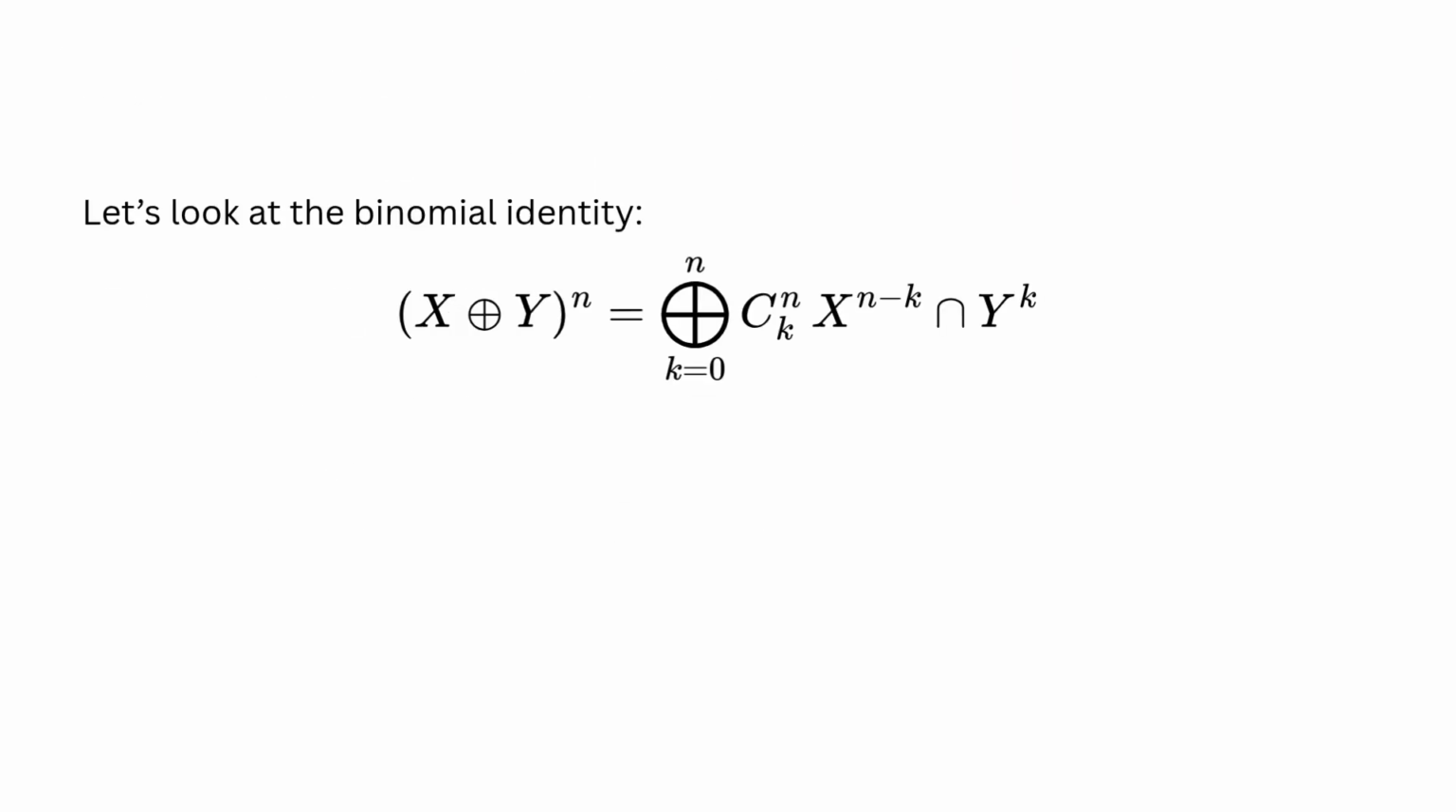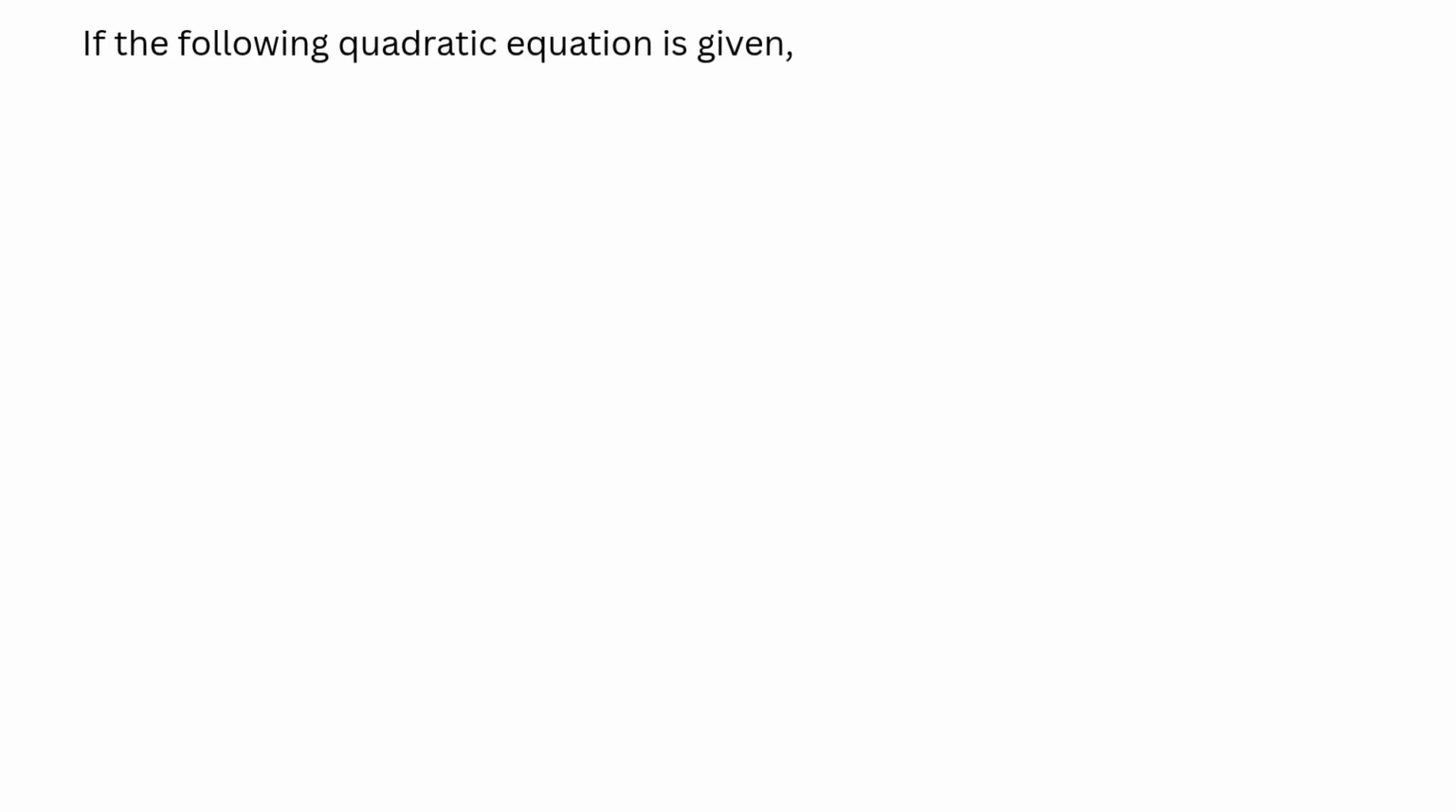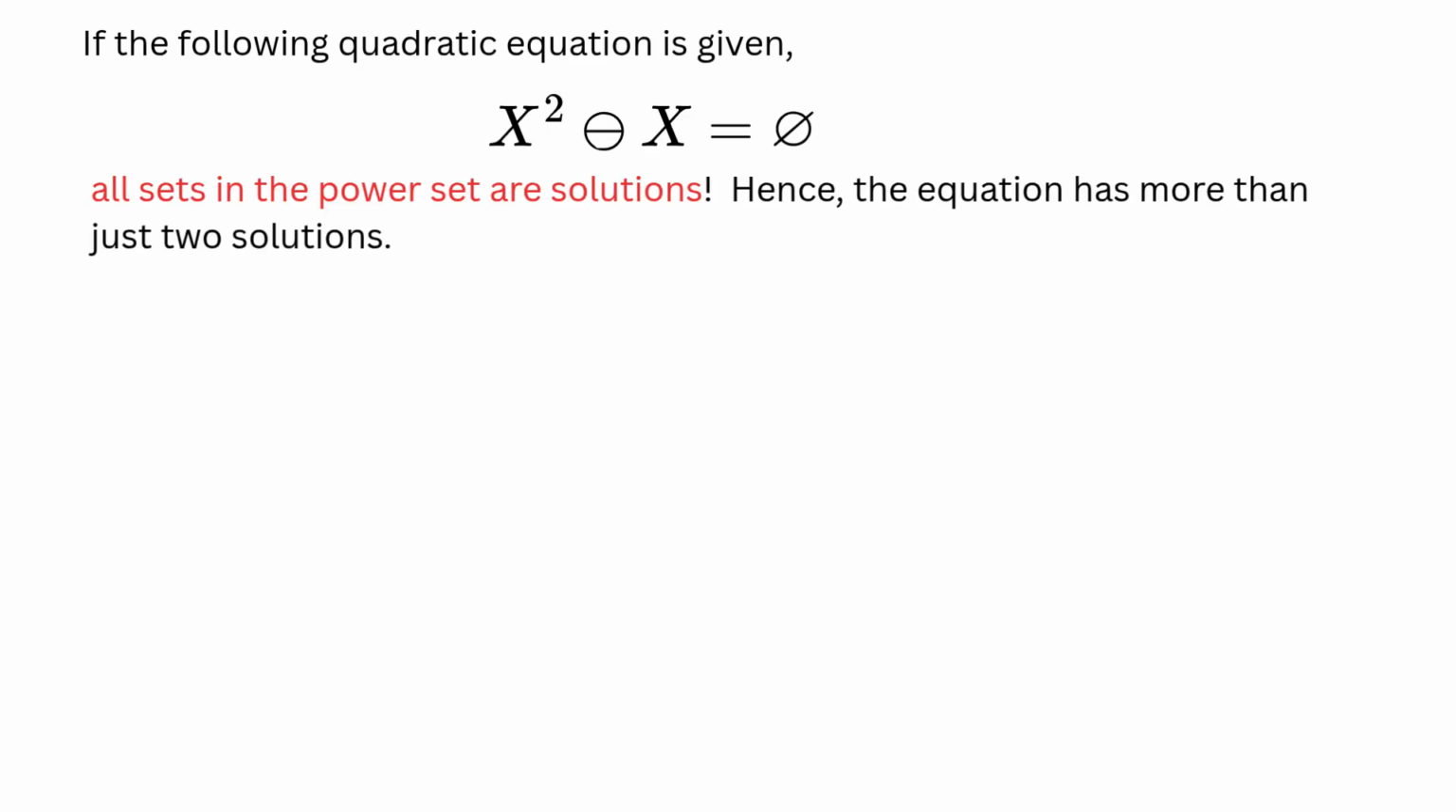Let's look at the binomial identity now. Due to the previous results, it's a trivial equality. But there is more. If the following quadratic equation is given, and its solutions are asked for x, we know that all sets in the power set are solutions. Hence, the equation has more than just two solutions.